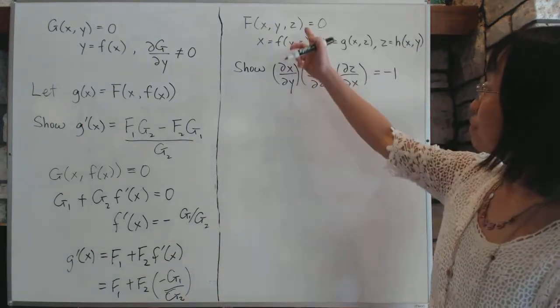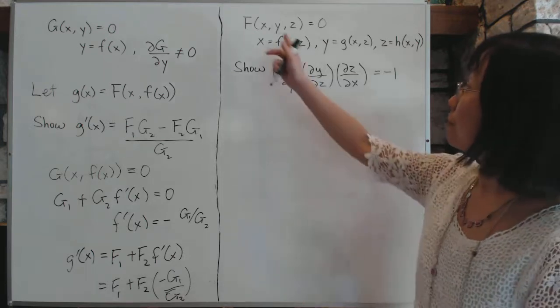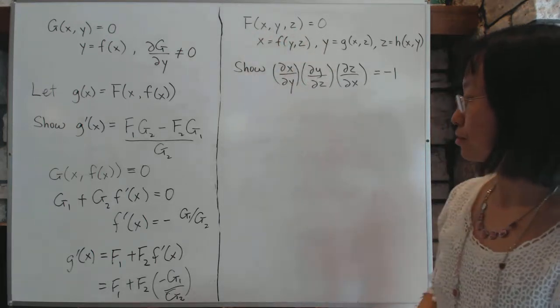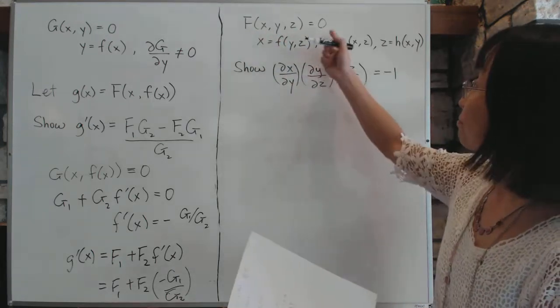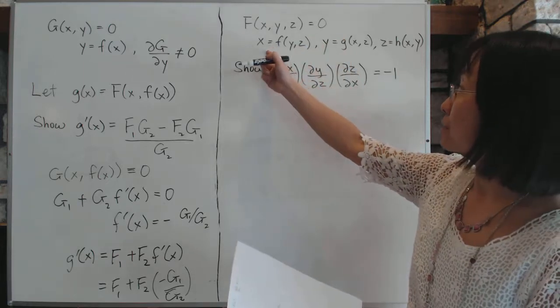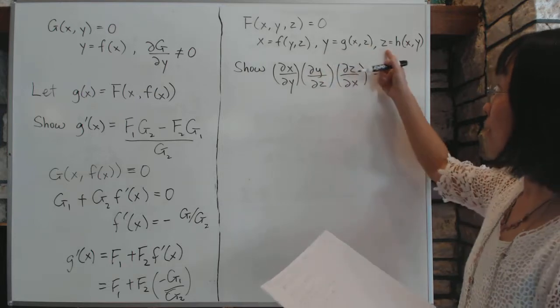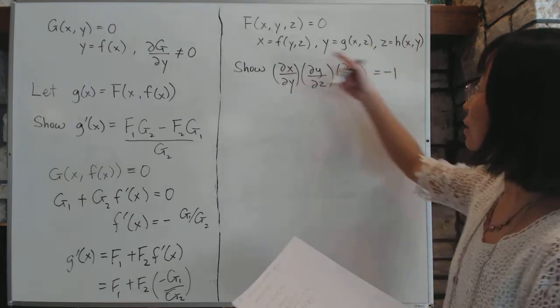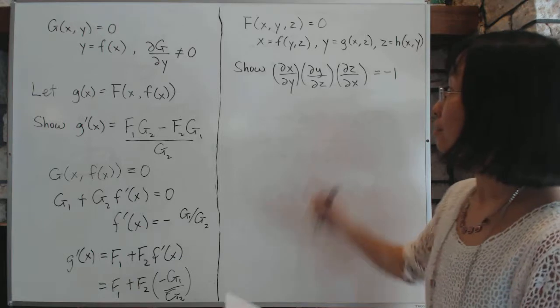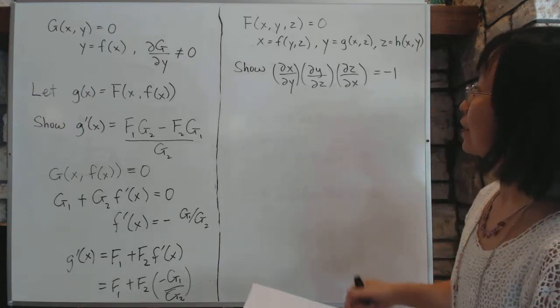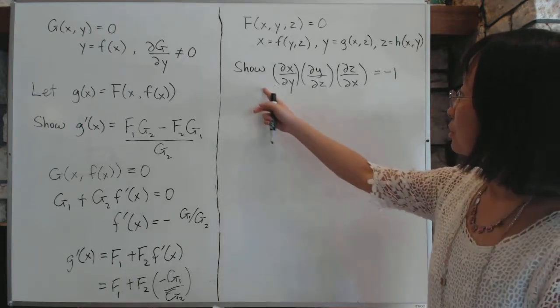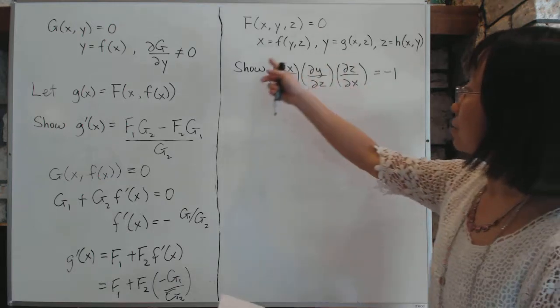The next problem we do is, suppose we have an equation f(x, y, z) equal to 0, which is solved by x in terms of y and z, y in terms of x and z, and z in terms of x and y. So the whole thing goes right through and is totally solvable. And we want to show that this particular relationship is equal to -1.